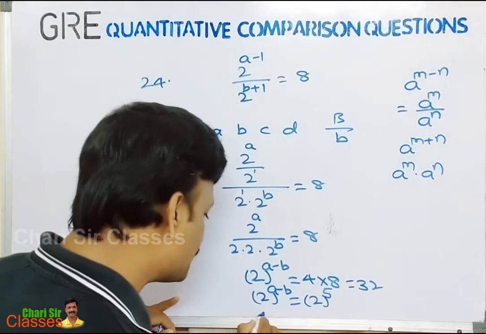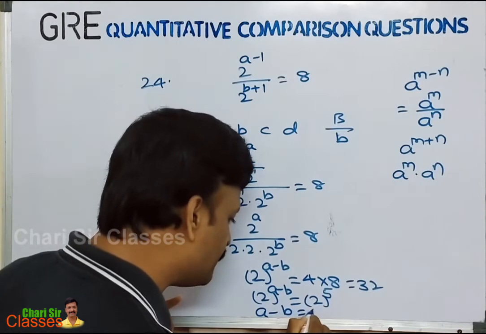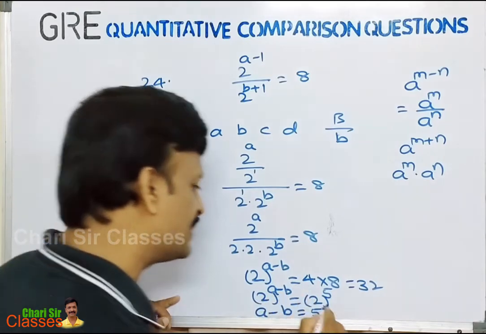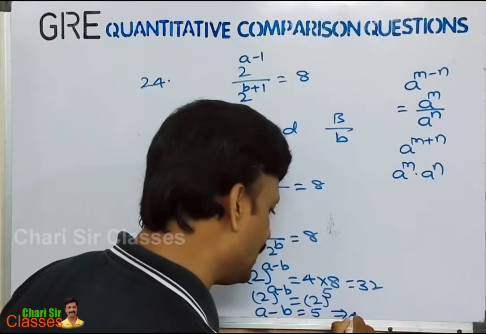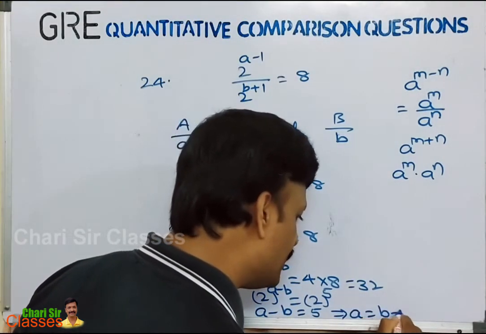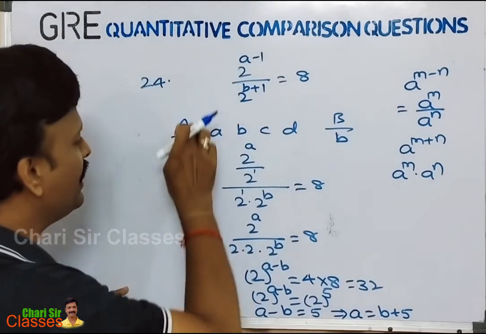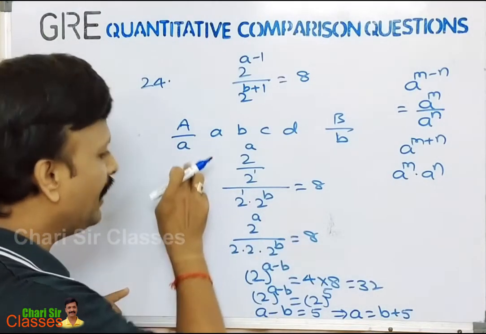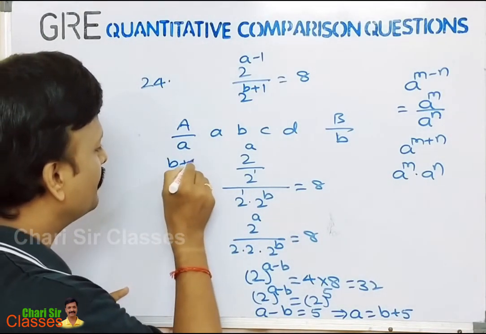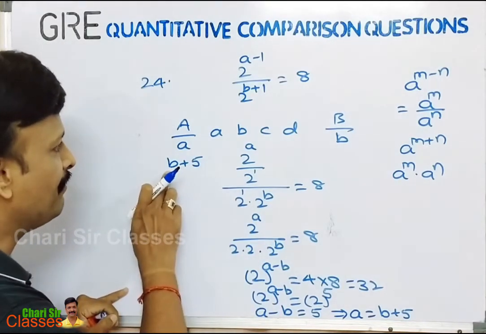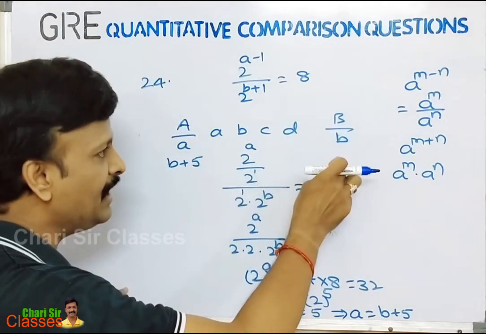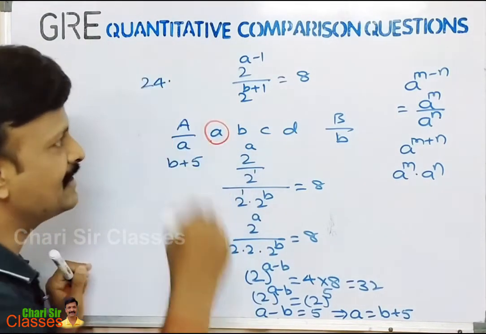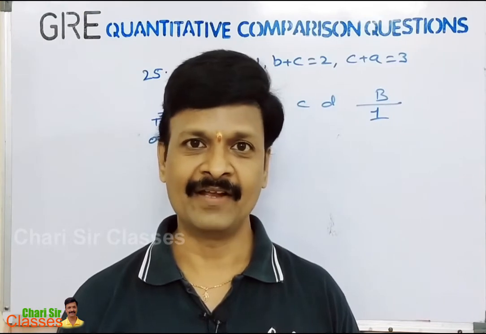Then a minus b is equal to 5, because both sides' bases are equal, then you can equate the powers. Now from this you can write that a is equal to b plus 5. So here quantity A is a, quantity B is b. So quantity A is b plus 5, quantity B is b, therefore quantity A is greater, therefore our answer is A. The 25th question is given for average.